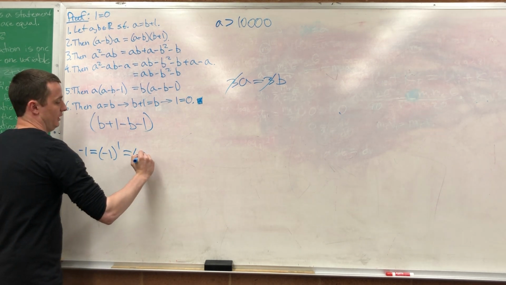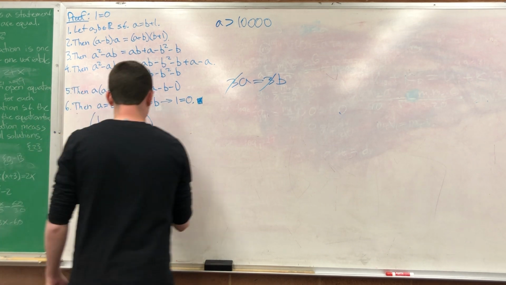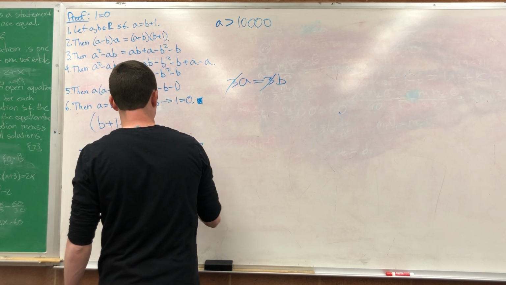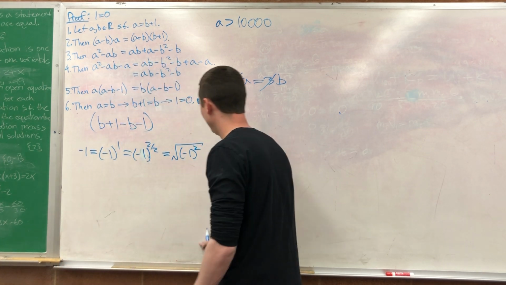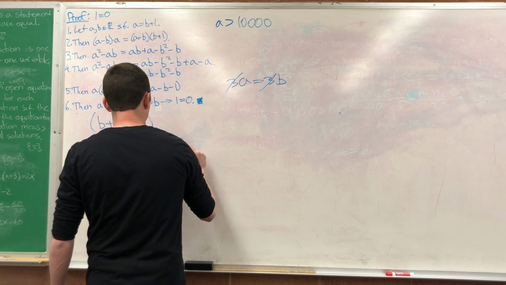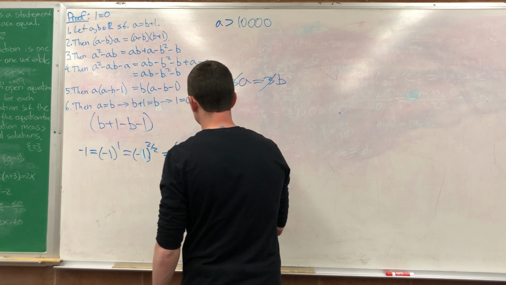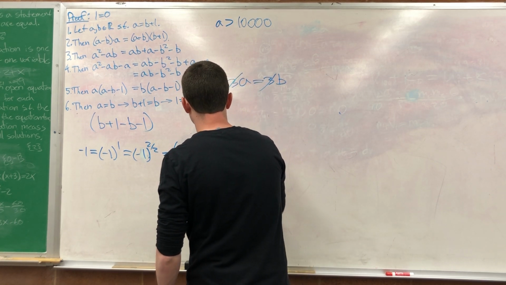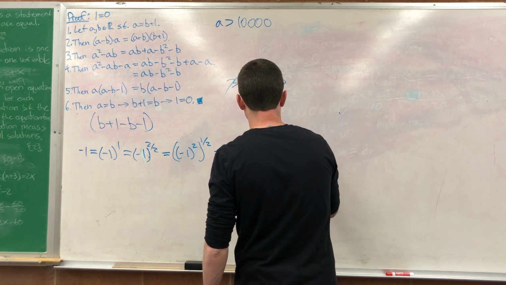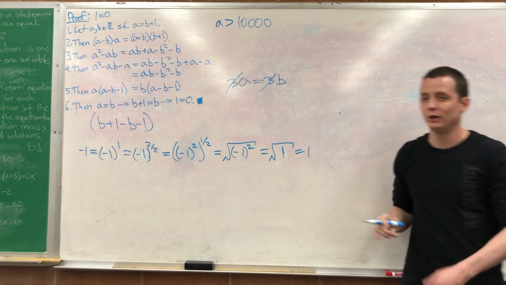That's right. It is equal to negative 1 to the 2 over 2. And then you distribute the parentheses, which is negative 1 squared to the 1/2, which is equal to the square root of negative 1 squared, which is equal to the square root of 1, which is equal to 1. So negative 1 equals 1.